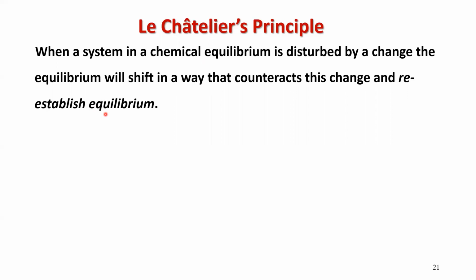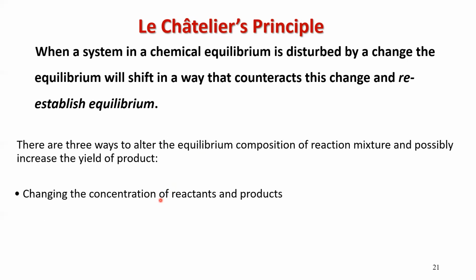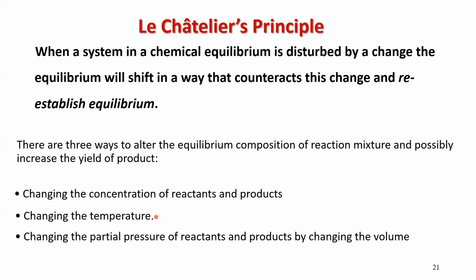Reversible reactions will spontaneously reach equilibrium. And if we have a system that's at equilibrium, we disturb it in some way, it will spontaneously readjust itself back to equilibrium. And there are three ways that we can alter the equilibrium of a particular system. We can change the concentration of reactants or products. We could change the temperature of the system at equilibrium. Or we could change the partial pressures of the reactants and the products.